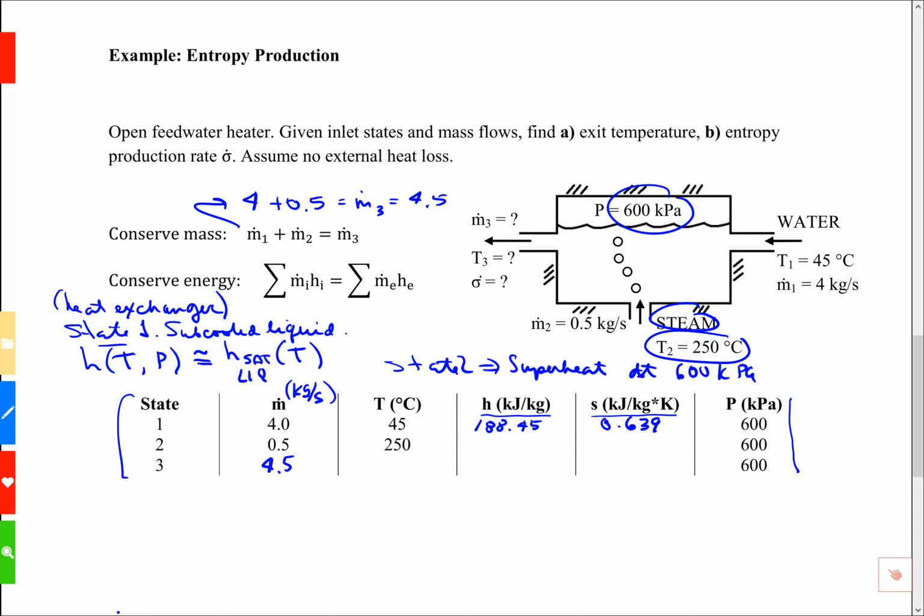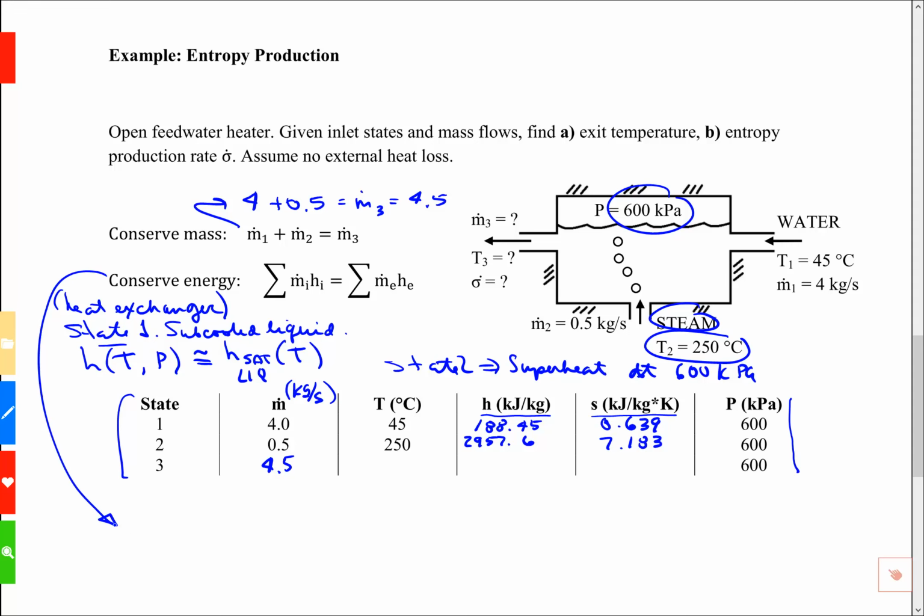So state 2 is the superheat. The H is 2957.6, and the S is 7.18, I'm going to round it off, 183. All right, now we're ready to use the energy conservation to look for state 3.